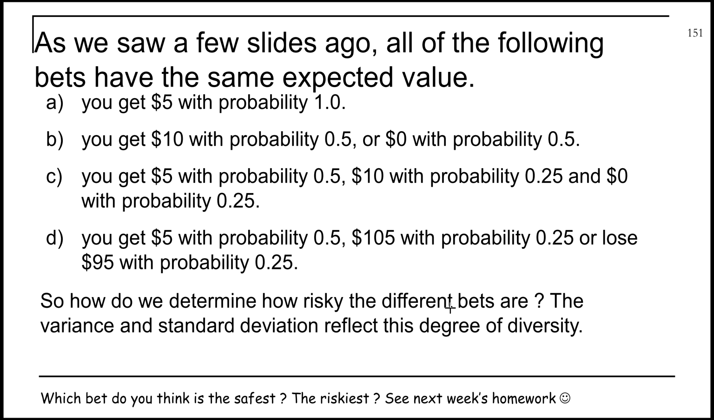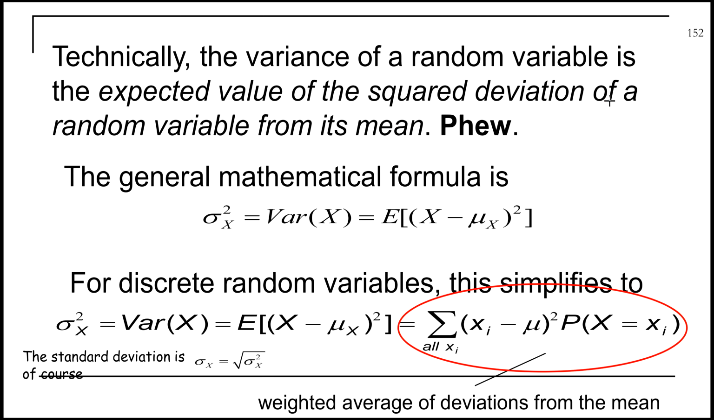So for the betting example, each bet has an expected value of 5, and you should be able to show that. But one question is, and we're not going to see it on next week's homework, what's the variability? Which one's the safest? Which one's the riskiest? This is clearly the safest. There's no downside risk for you whatsoever. 100% chance you're going to be paid $5. But the other ones vary a bit.